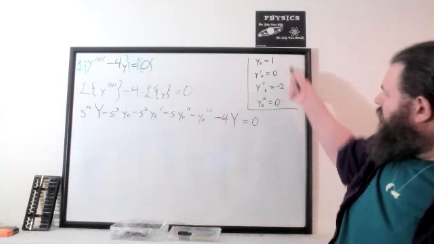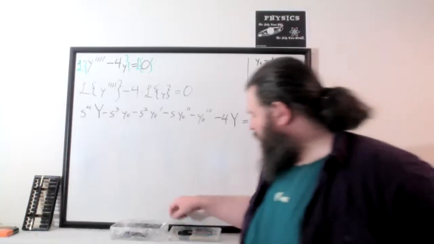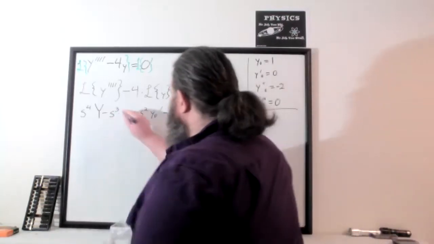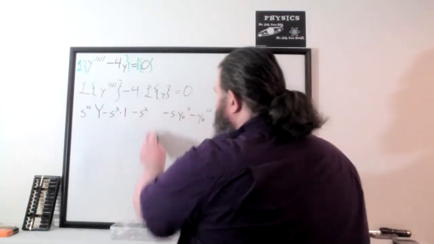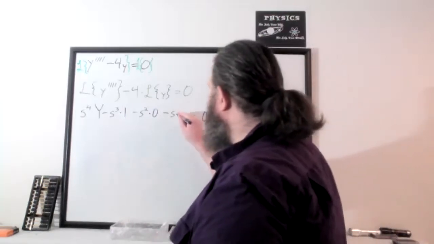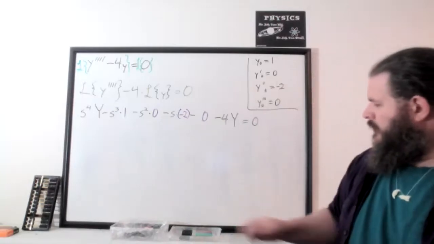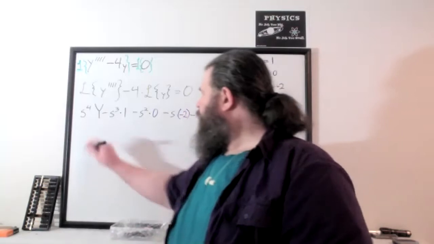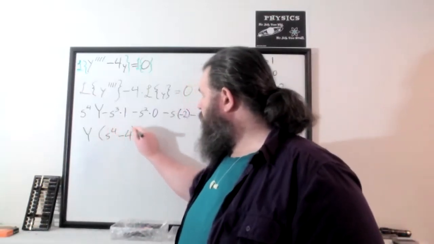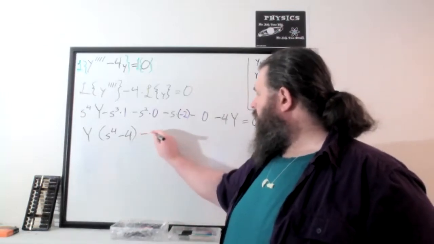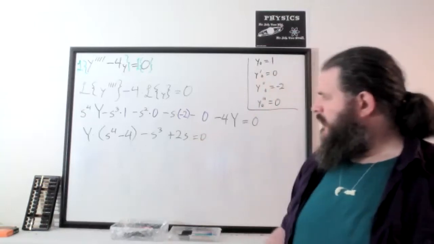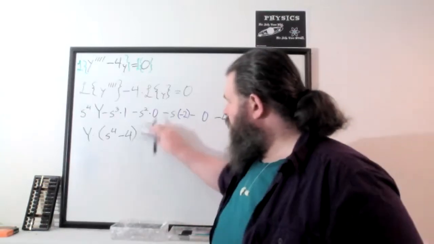Actually, before we group the terms together, let's fill in the initial conditions, because I think that is going to make a lot of this drop out in useful ways. We know, for instance, that y0 is 1. y0 prime is 0. y0 triple prime is also 0. And y0 double prime is -2. So that gives us Y times, and I'm going to combine those two Y terms together, s to the 4th minus 4. And then it looks like we also have minus s cubed plus 2s, and I think that's it. And as before, we may as well move these to the other side. Plus s cubed minus 2s.